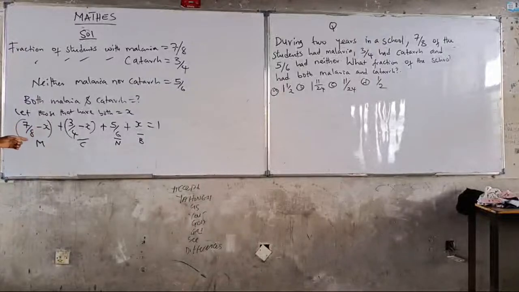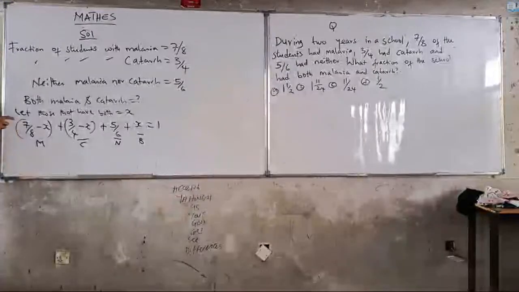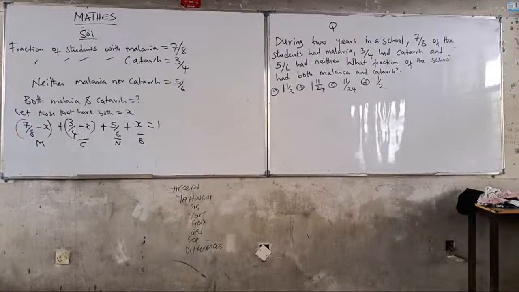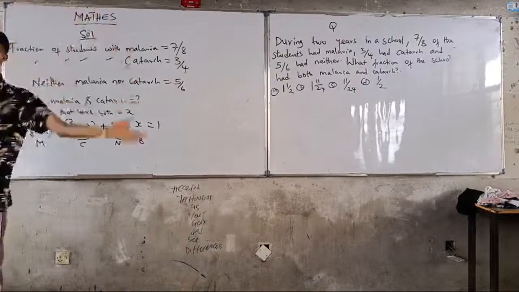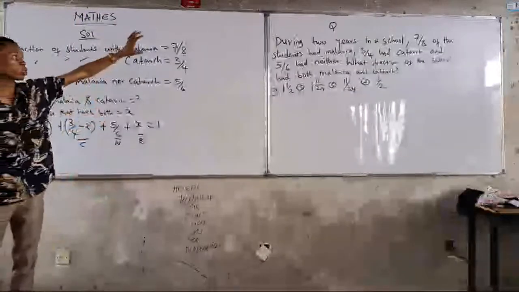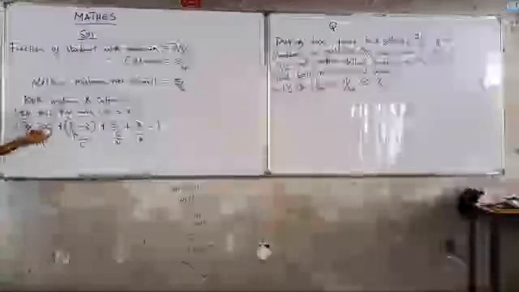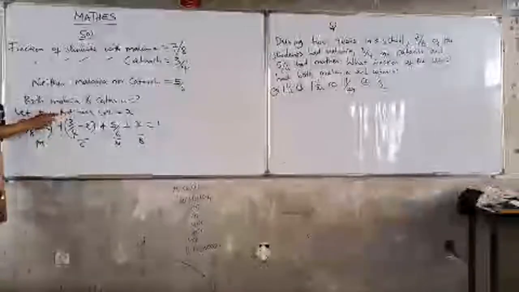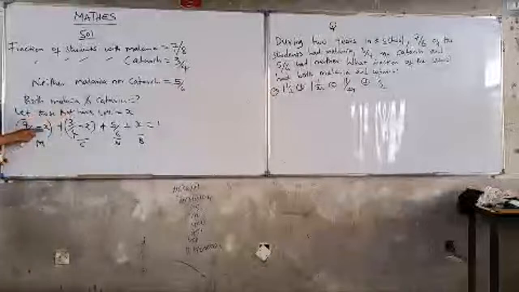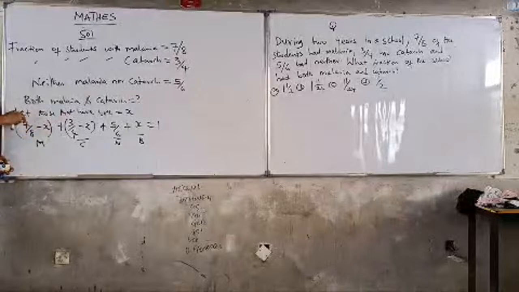Just this fraction, just this 7/8. No, this 7/8 is not only for malaria. This 7/8, they have malaria. We don't know if they have other things like catarrh. But we know they have malaria. We are sure they have malaria. But they might also have catarrh. So if you use this to represent only malaria, it's wrong. That is why we are subtracting this minus this X. We are removing the X because we said let X represent those that have both. So if this person has both and we are subtracting it from this, we are accounting for that extra we're supposed to have.